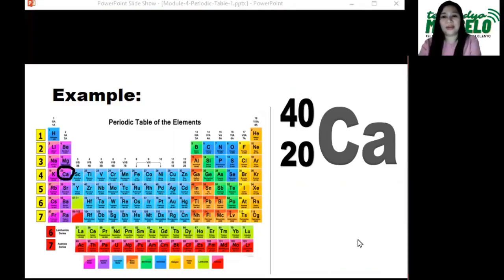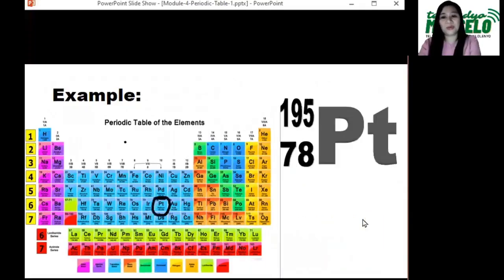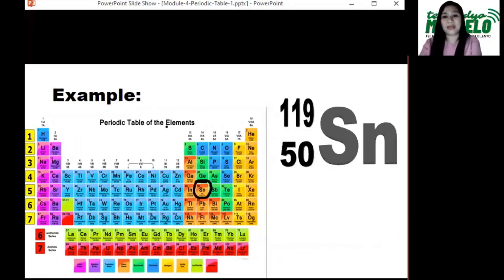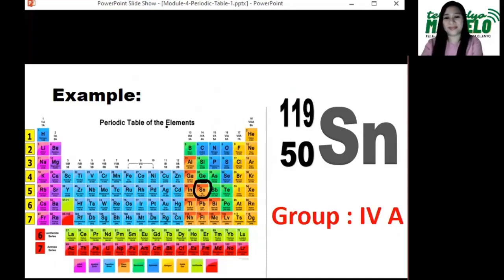Very good. Element calcium belongs to group 2A. Next, the element platinum belongs to what group? Very good. The answer is group 8B. And the last one, the element Sn or tin belongs to what group? Great. The answer is group 4A.